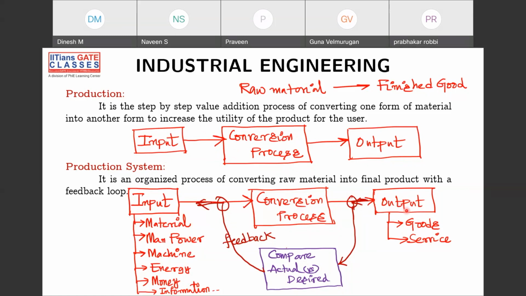After output, you're having some inspection process, and then your inspection is comparing with the original one. And then if there is an error, that error is sent to the inputs by feedback. So that is the difference between production. Production is a very loose term. Production system is a complete organization. That is the main difference.